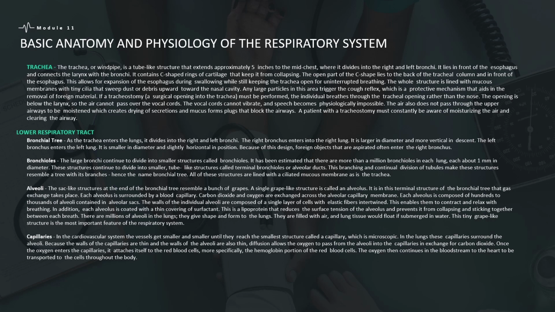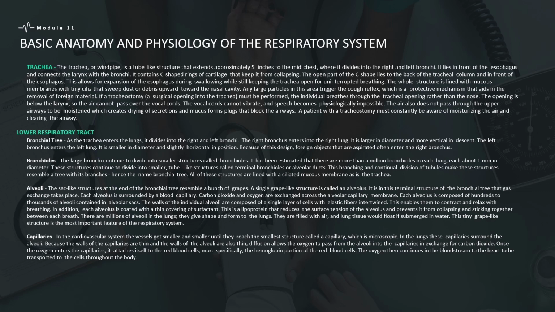Bronchioles. The large bronchi continue to divide into smaller structures called bronchioles. It has been estimated that there are more than 1 million bronchioles in each lung, all about 1 millimeter in diameter. These structures continue to divide into smaller tube-like structures called terminal bronchioles or alveolar ducts. The branching and continual division of the tubules make these structures resemble a tree with branches, hence the name bronchial tree. All of these structures are lined with ciliated mucous membranes, as is the trachea.